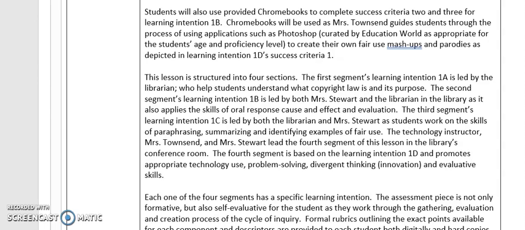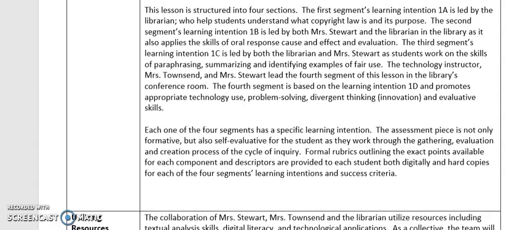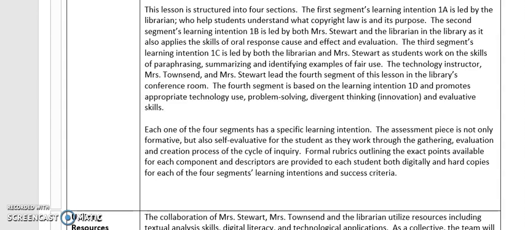Students will also use provided Chromebooks to complete success criteria 2 and 3 for learning intention 1B. Chromebooks will be used as Ms. Townsend guides students through the process of using applications such as Photoshop, curated by Education World as appropriate for the student's age and proficiency level, to create their own fair use mashups and parodies as depicted in Learning Intention 1D, Success Criteria number 1. This lesson is structured into 4 sections.